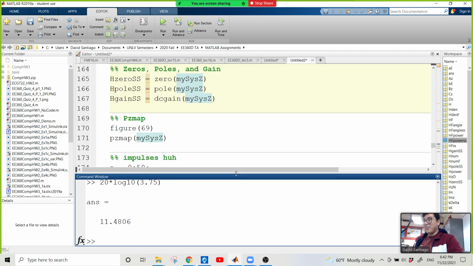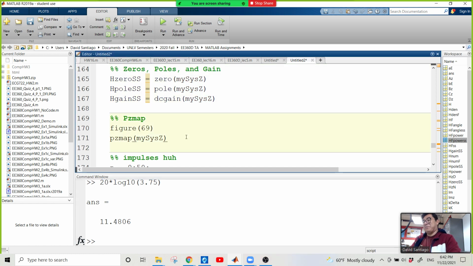You see, all this lab, this is a digital lab. Everything you're getting from this, you can apply it to any system, and you can analyze any system at all. So, is this making sense? Cool. And now let's look at PZ map.